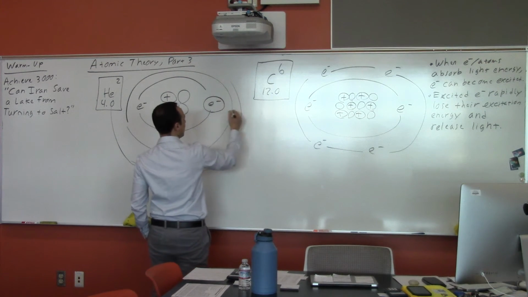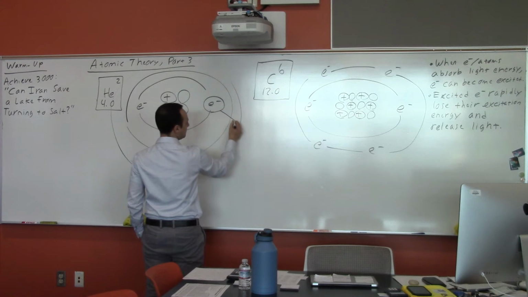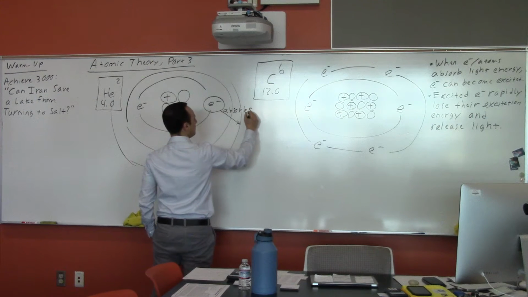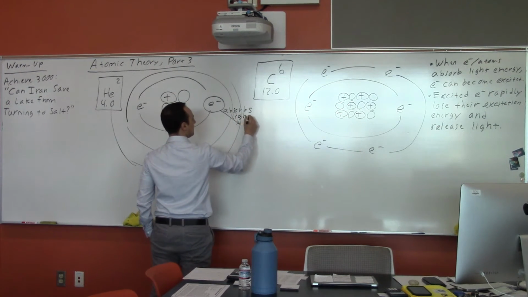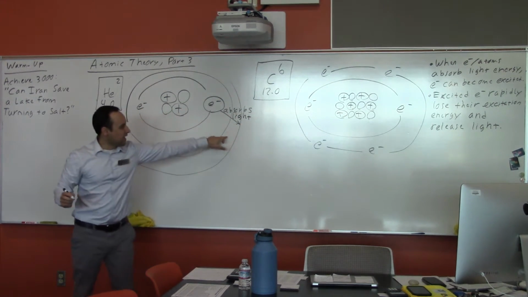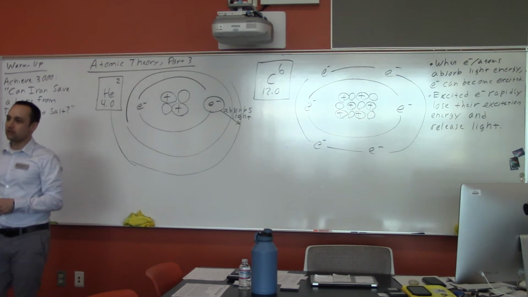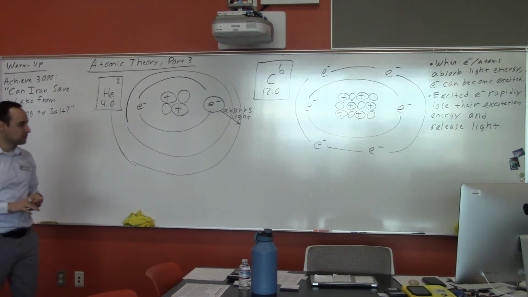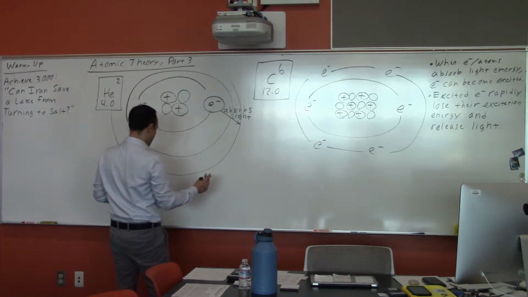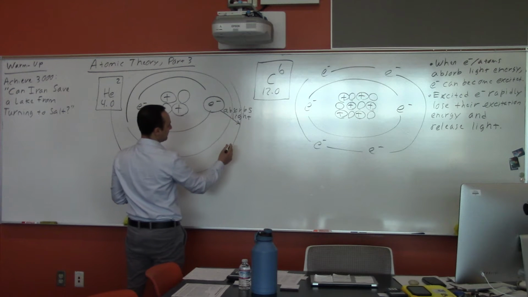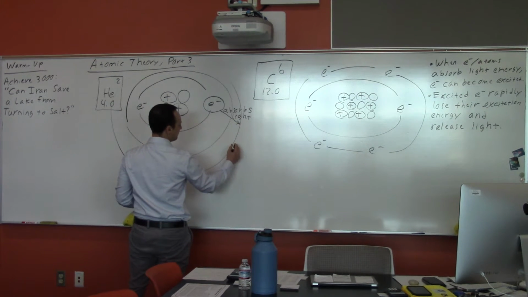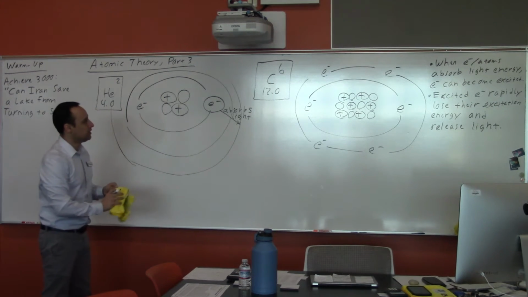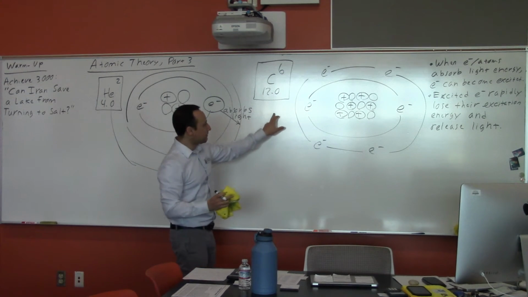Okay? So this guy could get excited, and this guy could absorb light and move to the third shell. Okay? And he'd be excited. And then if an electron were to then fall back down, say from, so this guy absorbs light and goes here, right? And let's just have some fun, okay? I'm going to erase carbon.